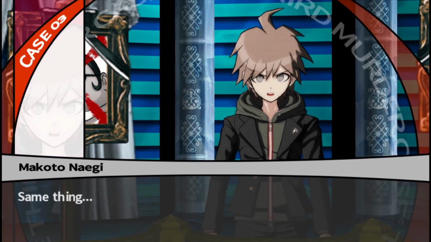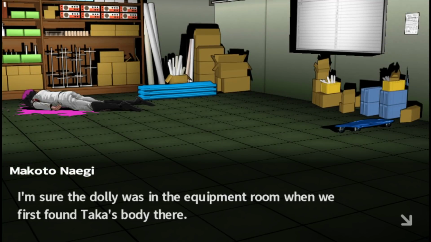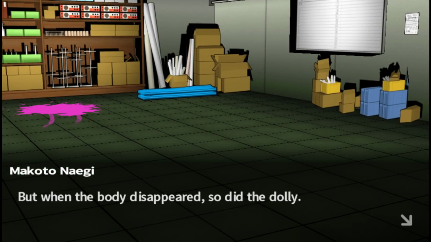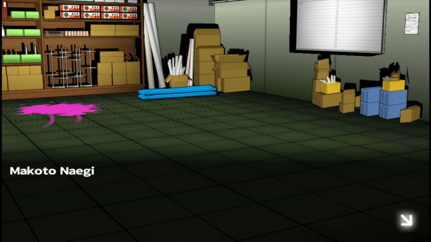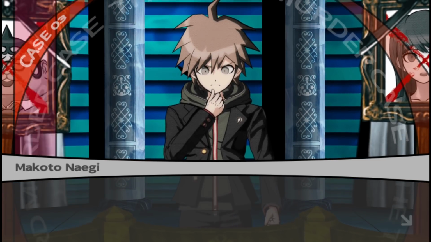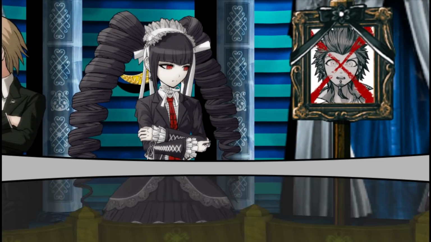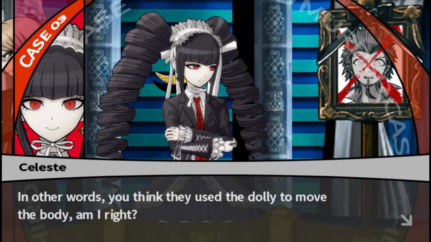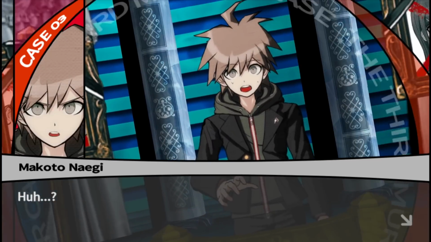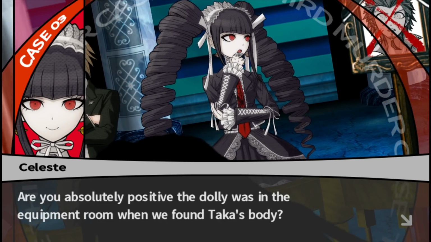And the dolly? Same thing. I'm sure the dolly was in the equipment room when we first found Taka's body there. But when the body disappeared, so did the dolly, and it showed up in the art room. Yep. Not to mention the blood tracks. Later, when Taka's body reappeared in the repository, so did the dolly. Yes. In other words, you think they used the dolly to move the body. Am I right? But are you sure you are not mistaken? Yes, I am. What do you mean? Are you absolutely positive the dolly was in the equipment room when we found Taka's body? Yes.